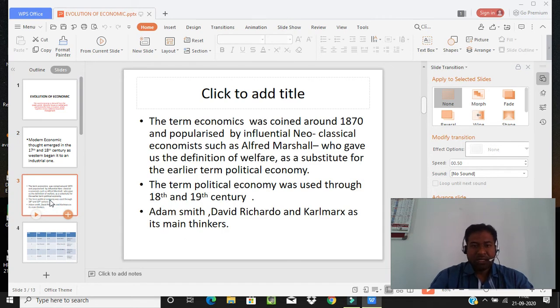The term economics was coined around 1870 and popularized by influential neoclassical economists such as Alfred Marshall, who gave us the definition of welfare, as a substitute for the earlier term political economy. The term political economy was used through the 18th and 19th centuries. Adam Smith, David Ricardo, and Karl Marx are its main thinkers.